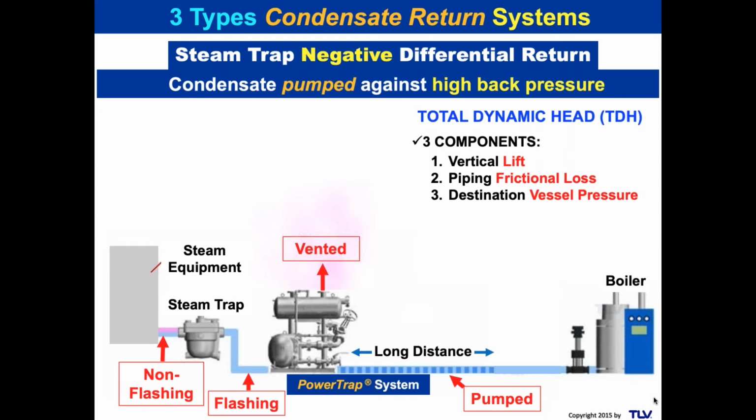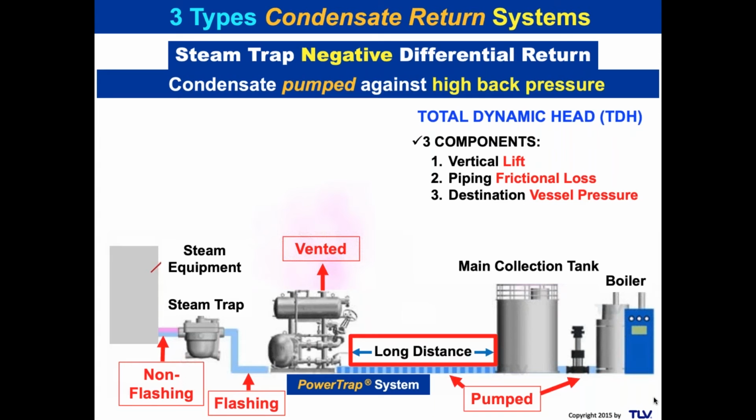Well, we might be pumping that a rather long distance. So when we are, commonly it's going into a main collection tank. There could be some risers in there, a lot of risers in there. And then we'll have another pumped return going to the boiler. This long distance is where we can see a lot of trouble sometimes with condensate returns, and we're going to take a look at that further today.